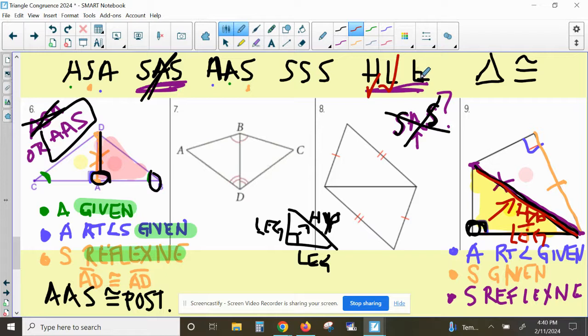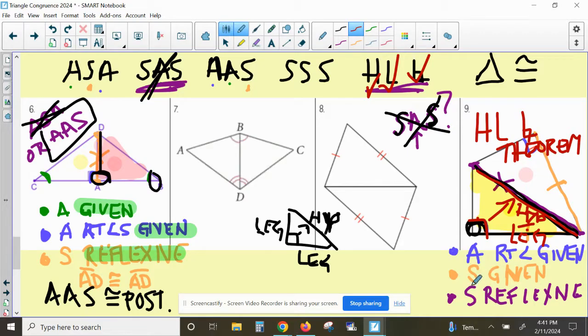Do I have a right angle? Yep, this was a box in the corner, so I do have a right angle. So I do have hypotenuse, leg, right angle, and this is a theorem. Not like it really matters, but it is a theorem. So these two triangles are congruent by the hypotenuse, leg, right angle theorem.